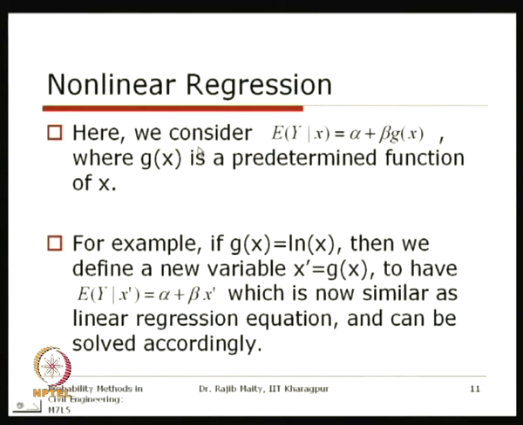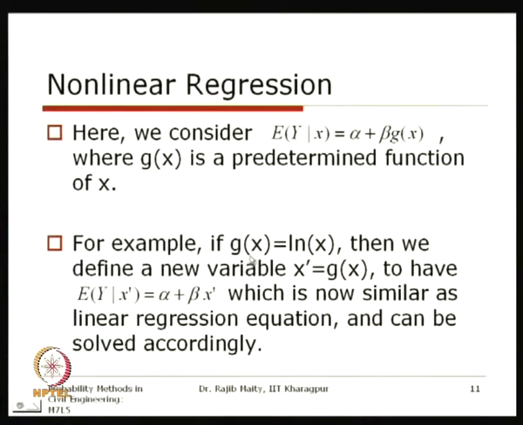So, in nonlinear regression, the expectation of y given x is equal to a function like alpha plus beta g(x), where g(x) is a predetermined function of x. Whatever the input x is, we get a new variable through g(x), and I can use that variable with respect to y and follow either simple linear regression or multiple linear regression, because once converted, the form of this equation is a linear regression form.